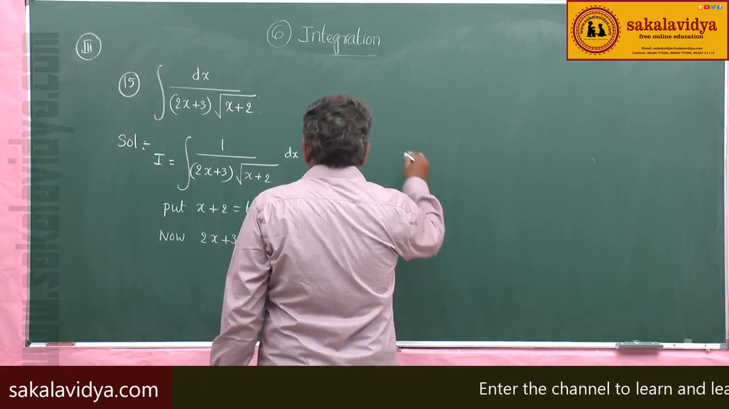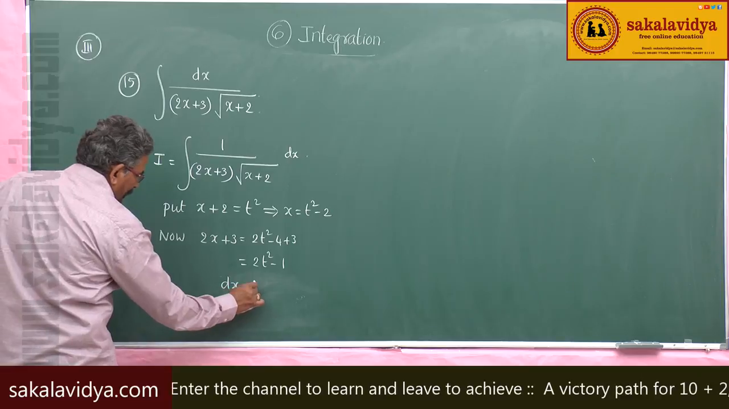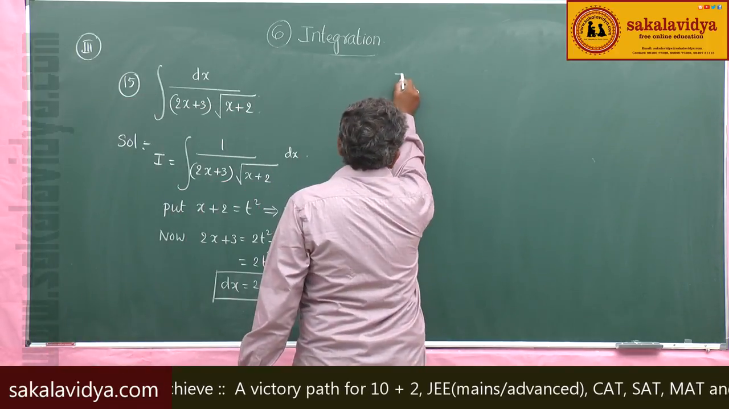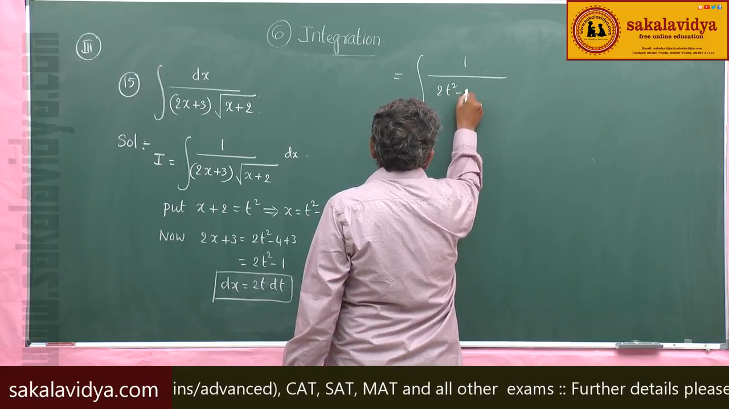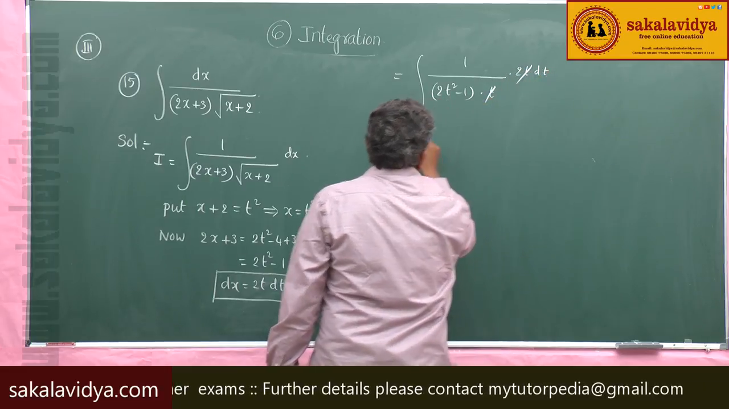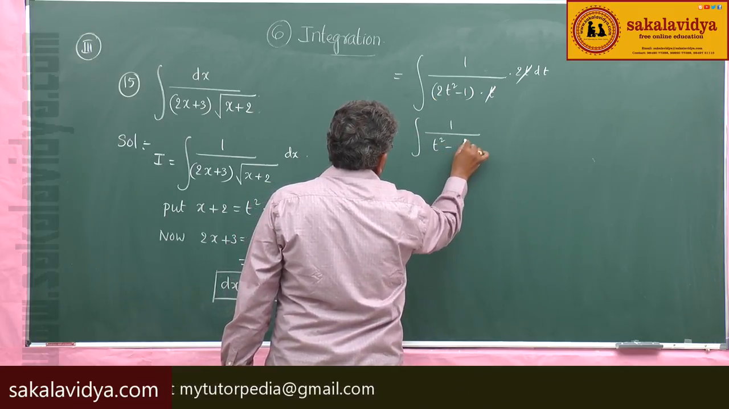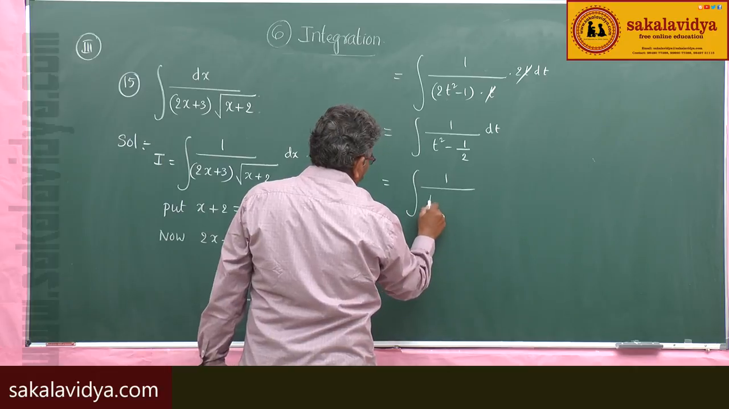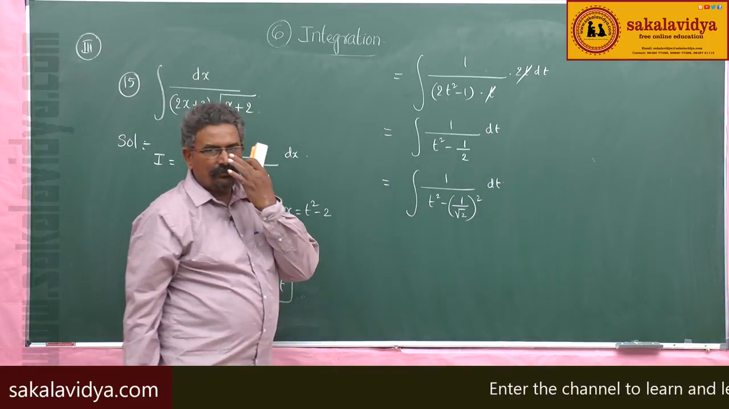Okay. Now here dx is 2t dt. Now this becomes the integral of 1 by (2t square minus 1), root of t square is t, into 2t dt. 2 common, 2 gets cancelled. 1 by (t square minus 1 by 2) dt, this is the integral of 1 by (t square minus (1 by root 2) whole square) dt. We have the formula.